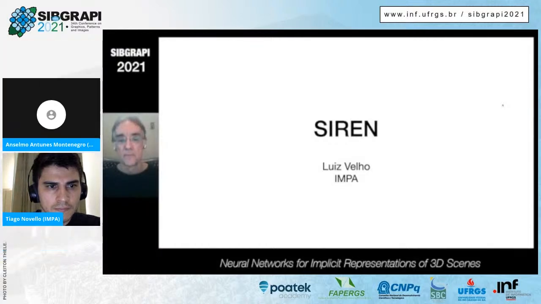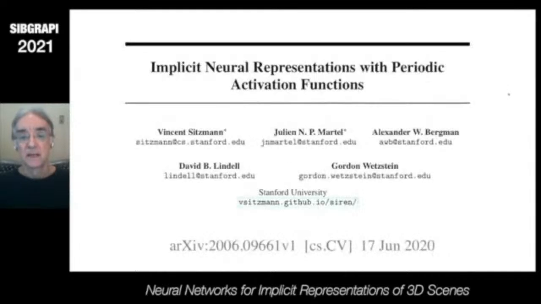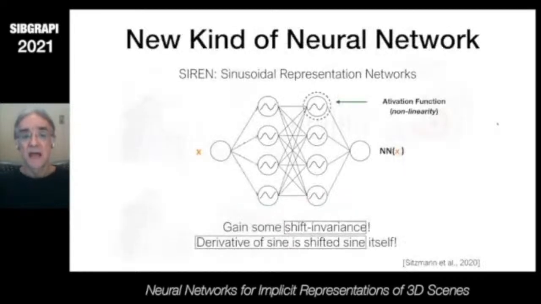Hello, I am Luis Velho, and I'm going to present the Siren network. Here we can pay attention to two aspects. The first aspect is the implicit neural representation, and the second aspect is the periodic activation function. These are the two ingredients that make the Siren a special network. Siren is the acronym for sinusoidal representation networks.